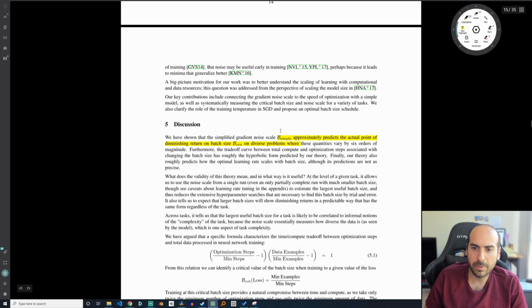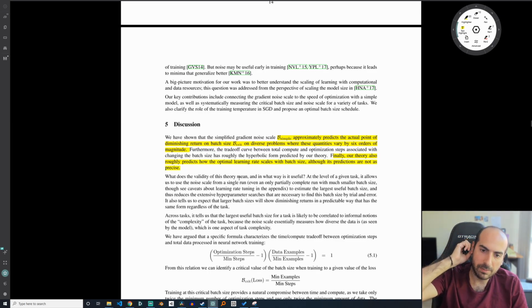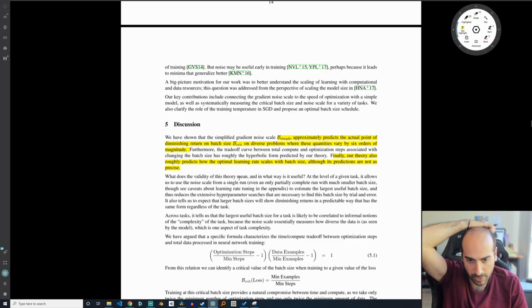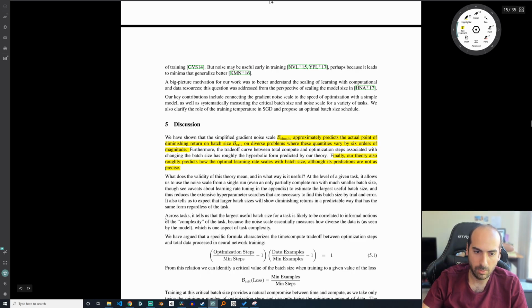So one thing I'm curious about is why these quantities vary by 6 orders of magnitude. I mean, that is a substantial difference, I guess, but all right. So it also predicts how the optimal learning rate scales with batch size, although those predictions are not as precise. So it allows us to use the noise scale from a single run, and across tasks, it tells us the largest useful batch size for a task is likely to be correlated to informational notions of the complexity of the task. Because the noise scale essentially measures how diverse the data is, which is one aspect of task complexity.